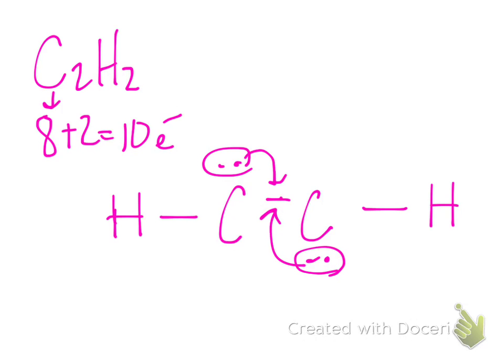So the correct Lewis structure for this one should be a triple bond and hydrogen on either side. Now we've got 2, 4, 6, 8, 10. All of our octets are complete.